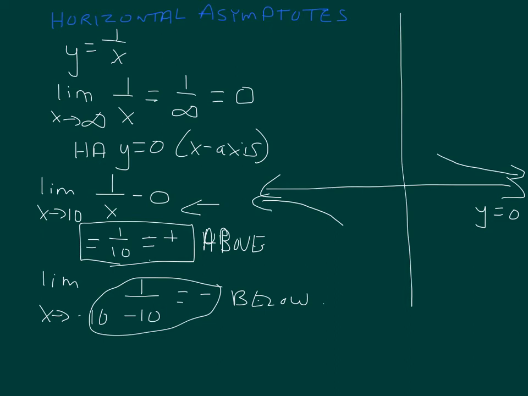And so if you combine that with the information that we got from the vertical asymptote, we already have a really great idea of what this graph is going to look like just by how the curve is behaving as it gets near our vertical and horizontal asymptotes.